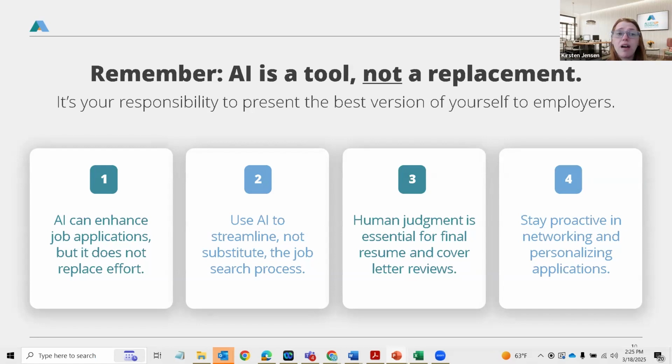And human judgment is essential for the final resume and cover letter, making sure that things are spelled correctly. I mean, technology does make mistakes. I type resume every day, and sometimes I mix up the S and the U because I'm going too fast. So just always make sure to check over your work.